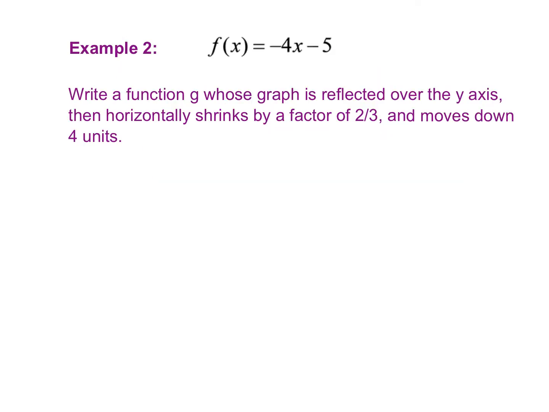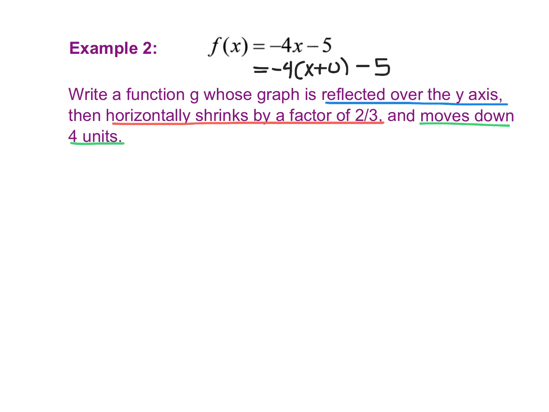So example 2 here says write a function g whose graph is reflected over the y-axis, then horizontally shrinks by a factor of 2/3, and then moves down 4 units. So I'm going to start this whole process by rewriting this function so that I can see where the h value might go. So I have -4 in parentheses x plus 0 minus 5. So now this is ready for me to manipulate.